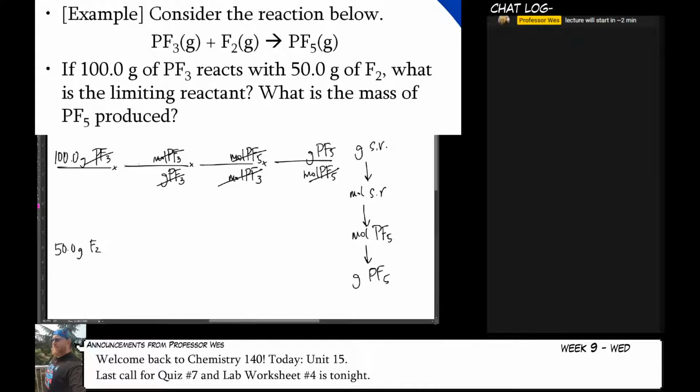87.97. Balanced equation is 1 to 1, so we just put 1s there. And then PF5, 125.97.